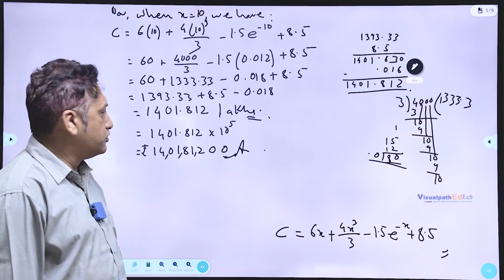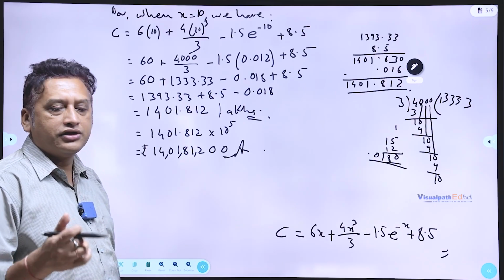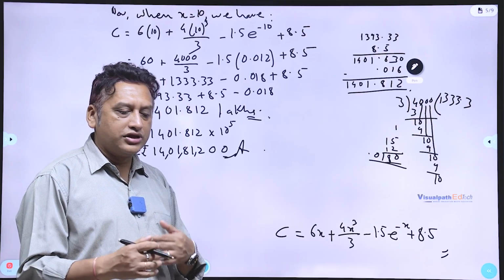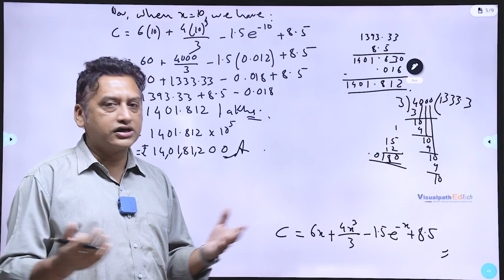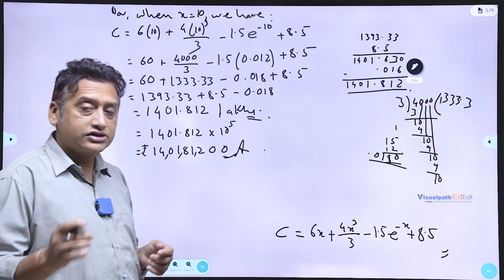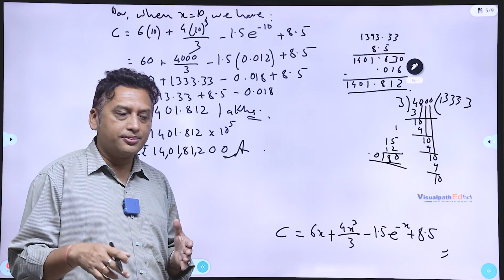Okay. So what we did, we were given marginal cost. From there, we have found out the total cost function. And the total cost function has got a constant of integration, which is C.